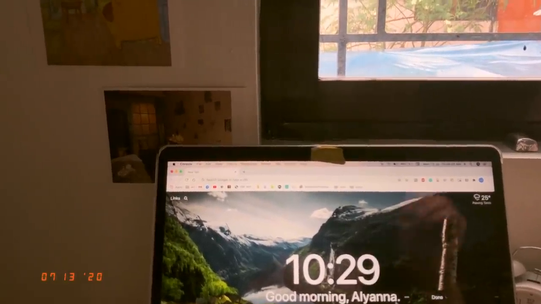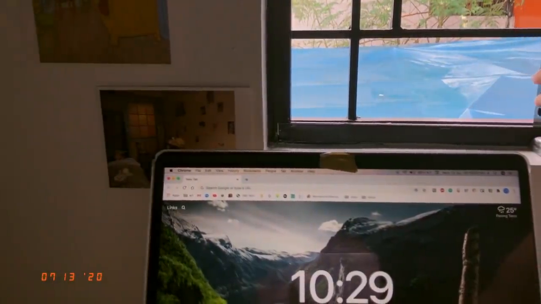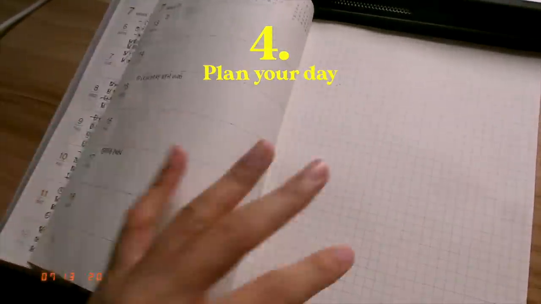So we meet again. I'm still happy it's not hot today though. Like, I don't have to turn on my electric fan right now. Planning what to do for the day just gives me some sort of direction of what to do, especially now. We're all basically self-study because of online classes.